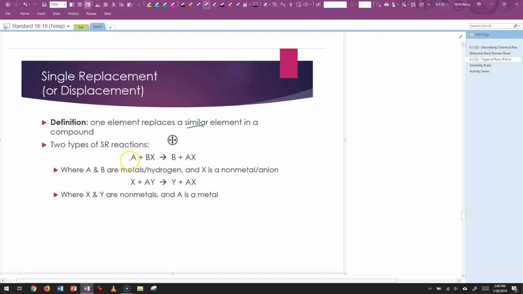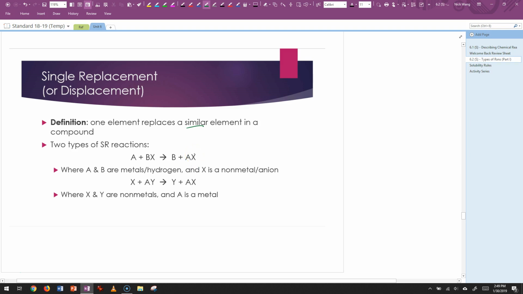So the first type here, you can see the A plus BX yields B plus AX, where in this example, A and B, these are your metals, also hydrogen. Even though hydrogen is not a metal, a lot of times it behaves like one, where X then is your non-metal slash your anion. So you can see right here that A and B both serve as the metals that are present, and these two swap with each other, so now you have B, and then A is now paired with that anion.